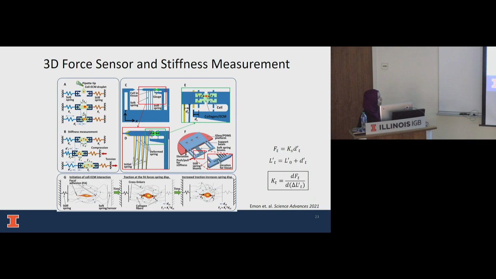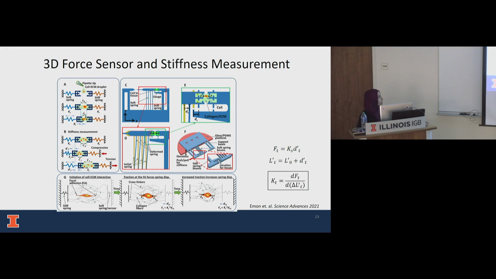And this is the way we measure the stiffness. We can pull on the stiff beam, and we can also measure the change in the length as we pull or push. And from the displacement of this soft beam, using these equations, we can measure the stiffness of the tissue.